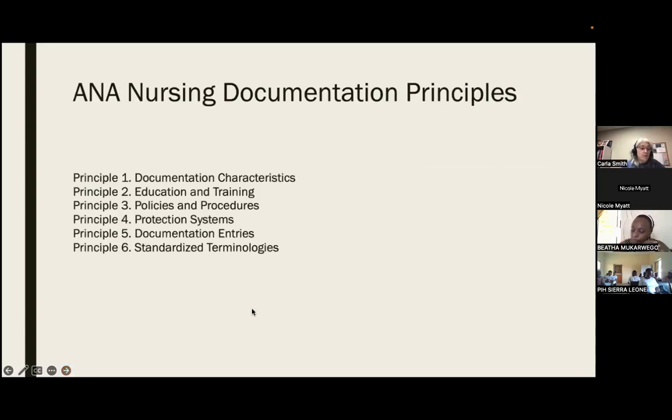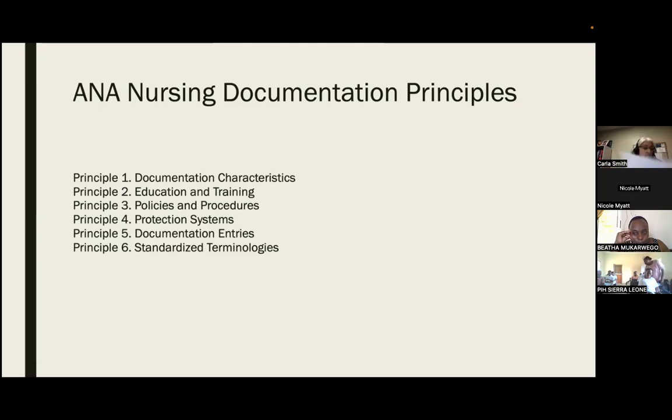When we look at documentation principles, nurses document their work and outcomes for a number of reasons. The most important is for communication within the healthcare team. The American Nurses Association has identified 6 principles of nursing documentation that provide guidance for high quality documentation. And even though this was from the American Nurses Association, I truly feel this is applicable everywhere. This is how I document when I go to Ecuador, just as you should be documenting in Sierra Leone.